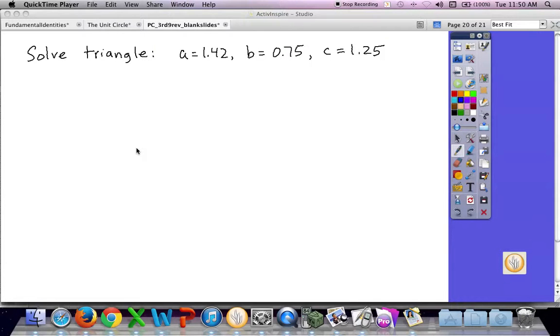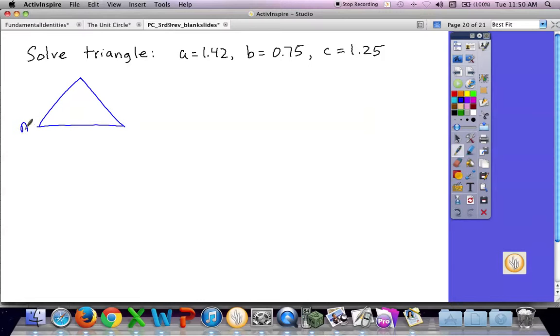Solve the triangle. This time we've got three sides, no angles. So let me label a triangle with the angles A, B, and C. We know the opposite side is 1.42. C is 1.25. B is 0.75.